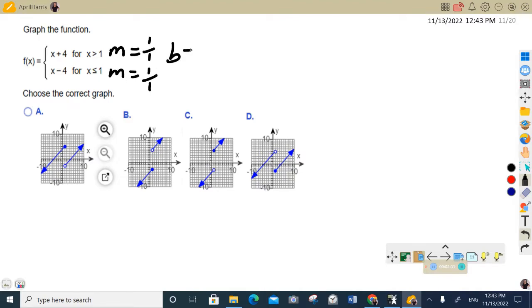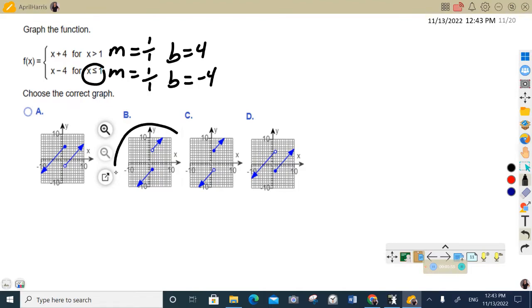And the first one has a y-intercept of 4. The second one has a y-intercept of negative 4. And this is the one that says an equal to on it. So the one that has a y-intercept of negative 4 is going to be the filled in dot. The one that has a slope of positive 1 and a y-intercept of positive 4 is going to have an open circle.